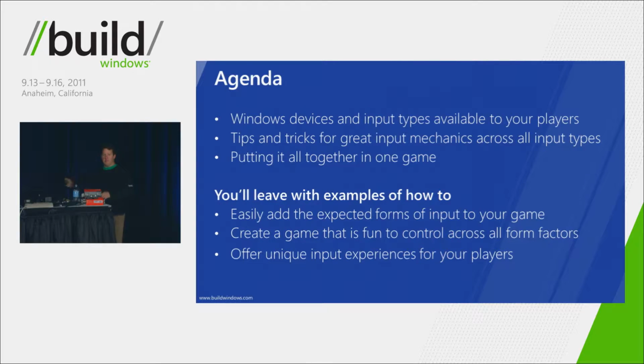So I'm going to talk really briefly about those types of devices, but then I'm going to get into the different types of input that you'll need to handle in your game in order to give your players good experiences on each of those device types. I'll come back at the end and talk very generally about how I think you can put this together in your game. And the specific things that you'll see are code examples for using each of the 4 major types of input that I'm going to cover.